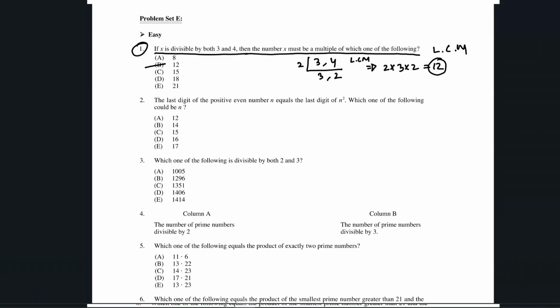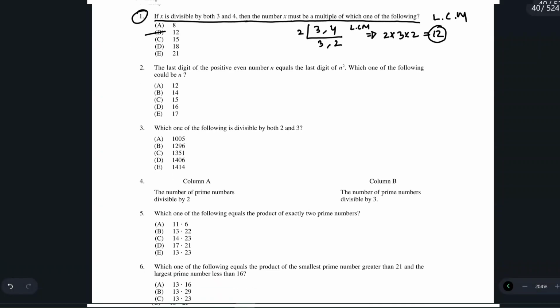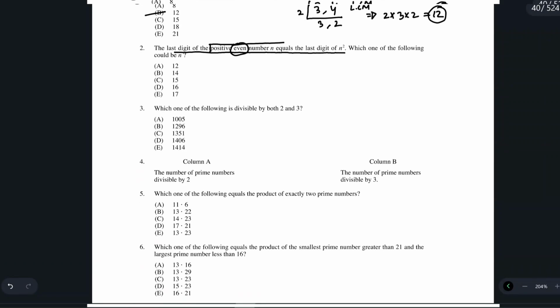So let's move to question 2. We are given here that the last digit of the positive even number n equals the last digit of n squared. So we have to figure out such a number where the last digit is equal to the last digit of the number that we get from n squared. And here is a catch. We have to select positive. Here all the 5 numbers are positive, so we should not worry about the positive, but it has to be an even number. Okay. So let's first try to remove the options where the number n is not even, like 15 and 17.